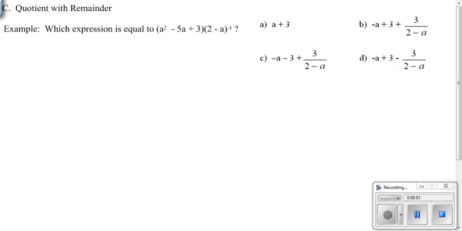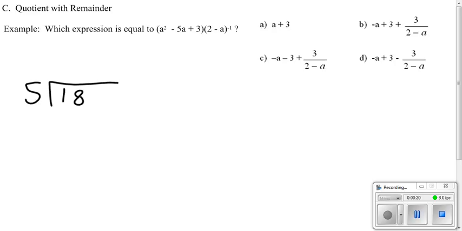Continuing on with our 5.3 lesson, last time we were talking about long division with our polynomials. Now we're going to be talking about long division when the quotient has a remainder. So just a quick review of that. We'll use our long division again, but just with constants, just with numbers.